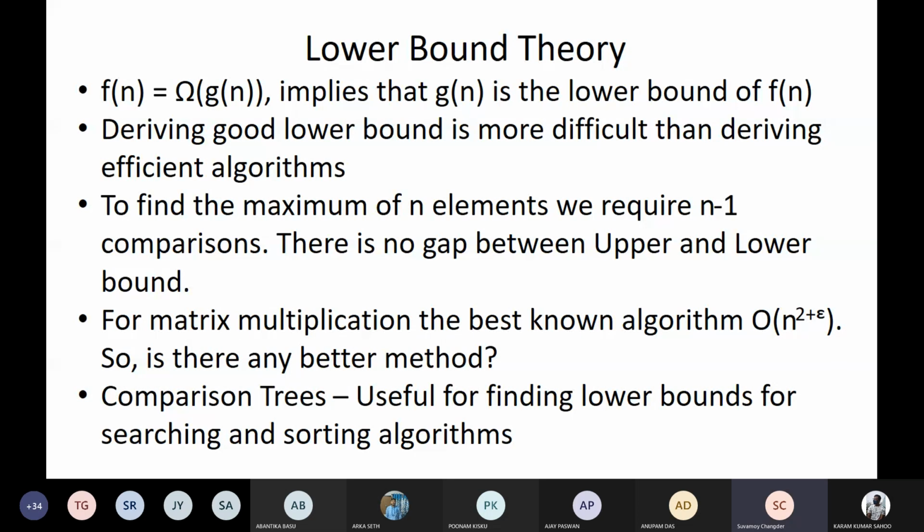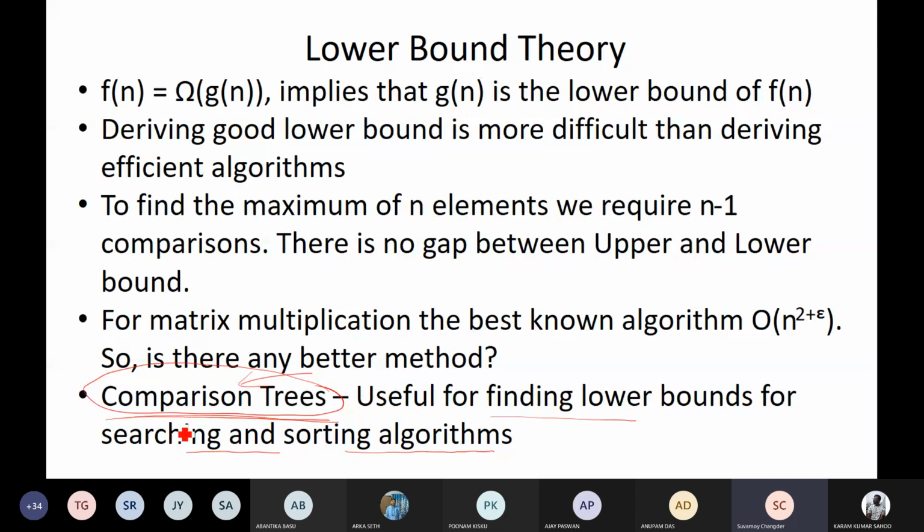Next, to compare the lower bounds of two algorithms, we will use a technique known as comparison trees. This is useful for finding lower bounds for searching and sorting algorithms. Later I will discuss why it is known as a comparison tree and why I have given it this name.